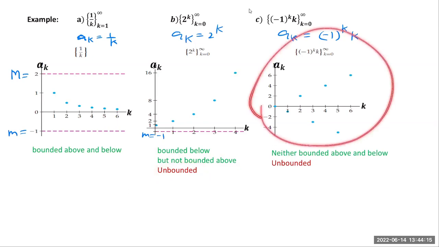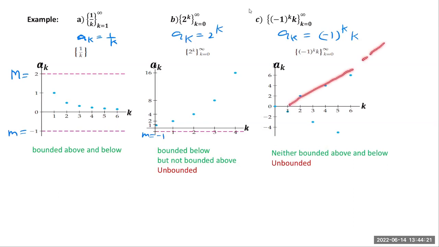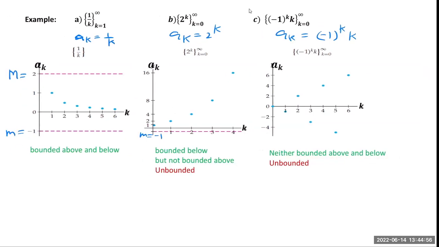What about this sequence? This is neither bounded below nor bounded above because on the positive side, the value of the sequence is getting arbitrarily large. So you cannot find an uppercase M such that all the terms of your sequence are below that number. They are getting higher and higher. Similarly, your sequence values are getting negatively large, arbitrarily large. So you cannot find a lowercase m so that your sequence terms are bigger than or equal to lowercase m. So again, this is an unbounded sequence. This is neither bounded above nor bounded below. All right, let's move on.